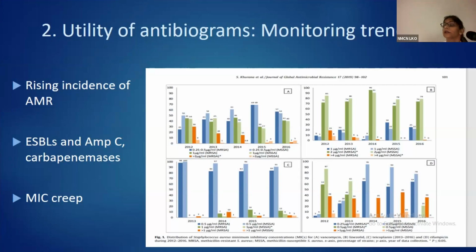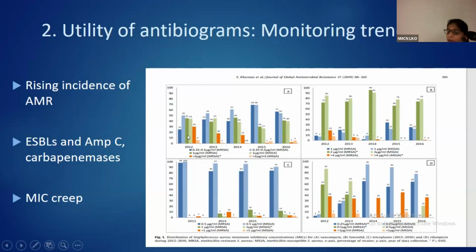And the third thing is MIC creep. MIC creep is what we do: we look at the gradual rise of MIC. For example, in this chart, you can see there are 4 graphs, A, B, C, and D. Just look at graphs A and C. Graph A is for vancomycin in the case of Staphylococcus aureus, and graph C is for teicoplanin.